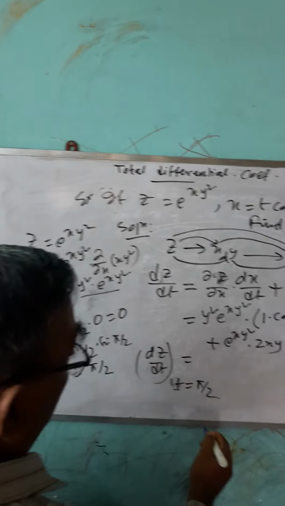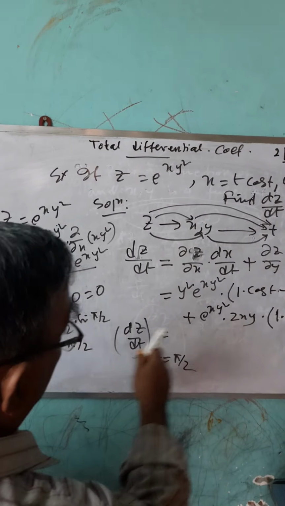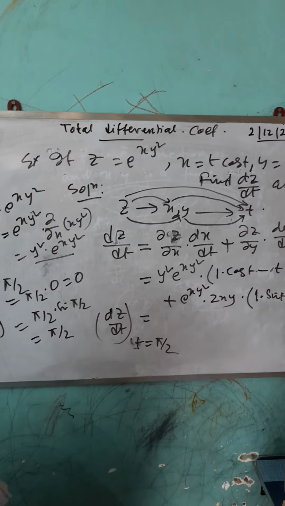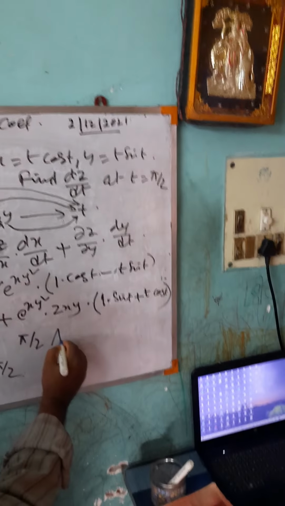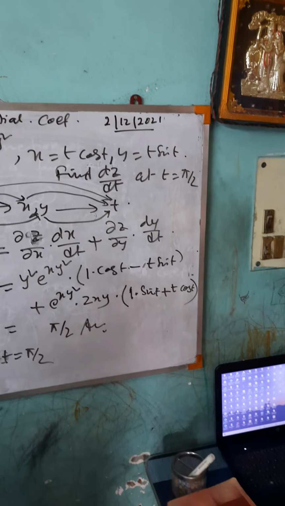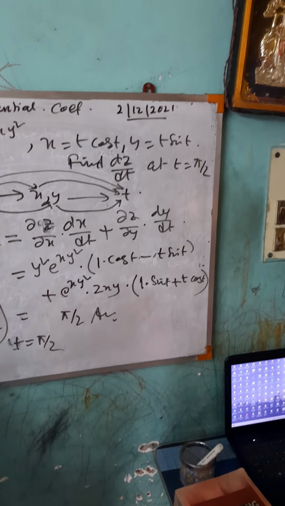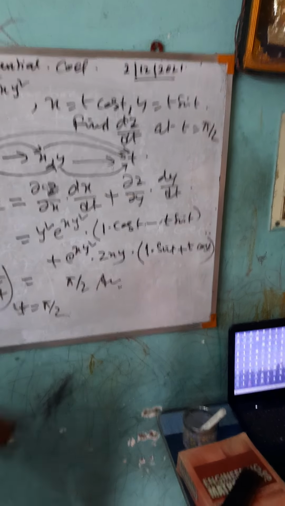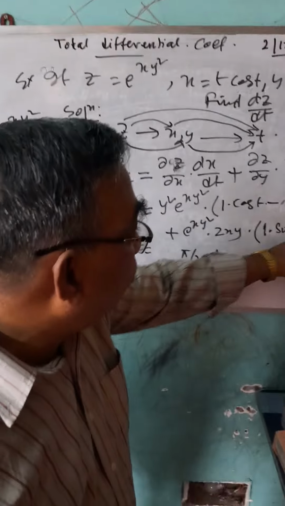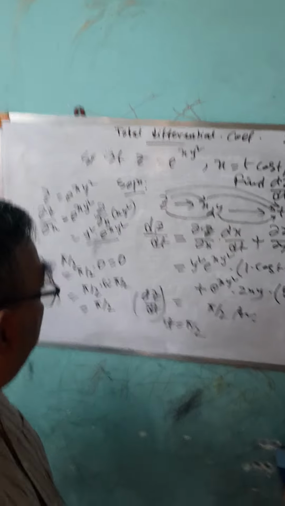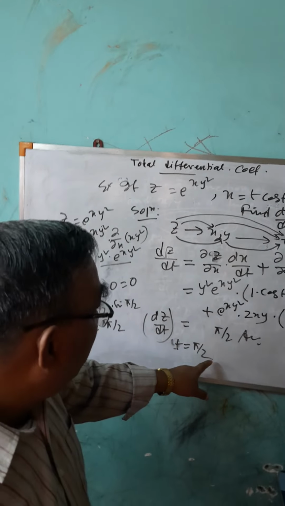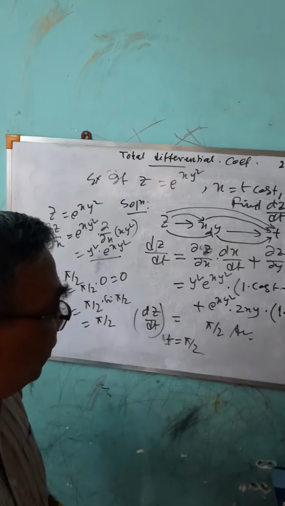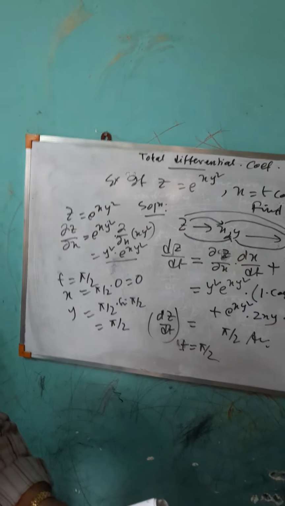Okay, so now I am putting x equal to 0, y equal to pi by 2 and t equal to pi by 2. Then the value becomes pi by 2, that is the answer. After putting the values I am not simplifying. Look, if we put x equal to 0, then this whole portion will be 0, because there is an x here. If we put x equal to 0 and y equal to pi by 2, then the answer is pi by 2. Does everybody understand this sum?